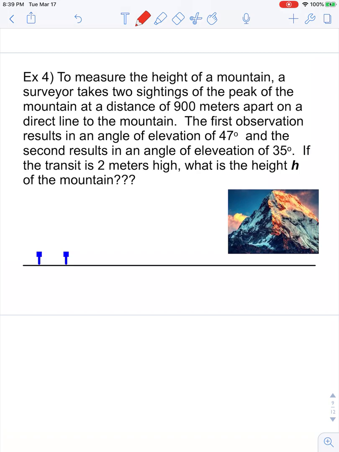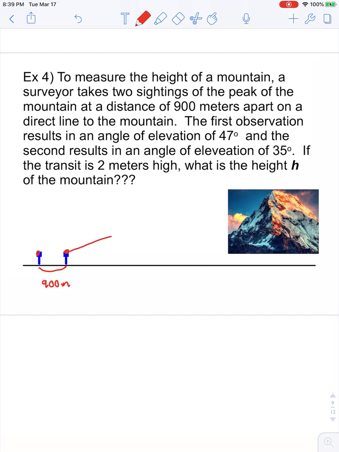To measure the height of a mountain, a surveyor takes two sightings of the peak of the mountain at a distance of 900 meters apart on a direct line to the mountain. So we're going to take the sightings from these two locations, and these two locations are 900 meters apart. The first observation results in an angle of elevation of 47 degrees.